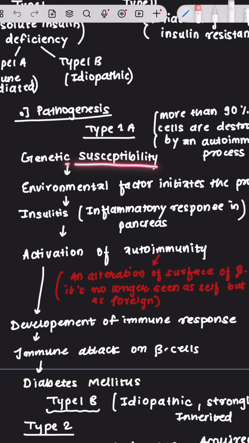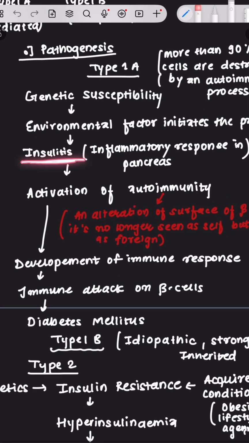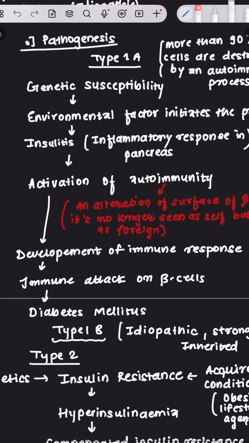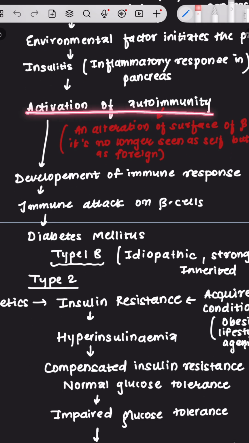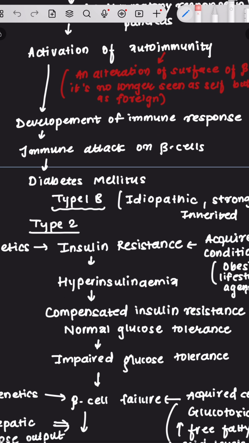Now due to this genetic susceptibility, the person is already susceptible to diabetes, and there are some environmental factors which initiate this process, which causes insulitis, that is inflammatory response in pancreas, which ultimately leads to activation of autoimmunity. When this activation of autoimmunity occurs, there is development of immune response in the body. This immune response leads to the production of immune cells.